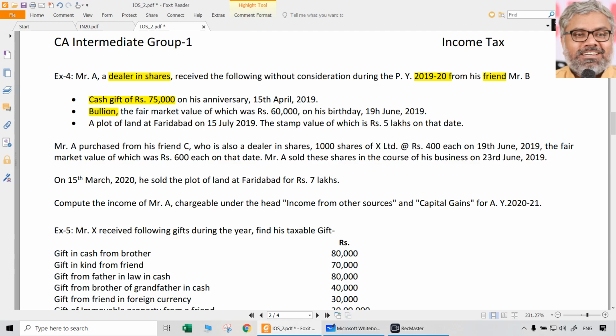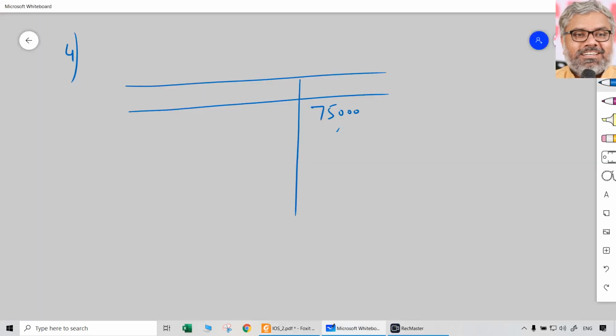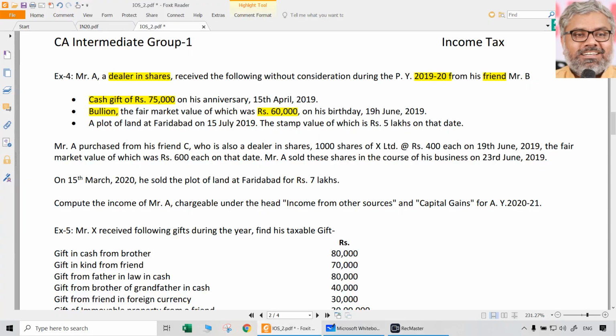Then bullion, fair market value of which was 60,000, was received. Bullion is a property, yes, and he is a dealer in shares, so definitely it is not stock in trade. The amount of 60,000 exceeded 50,000, so the entire amount is taxable, and that too received on the occasion of a birthday, which is not an exempt occasion. So 60,000 is taxable.